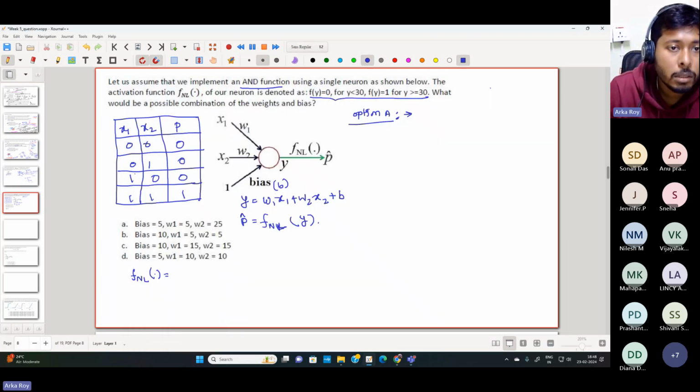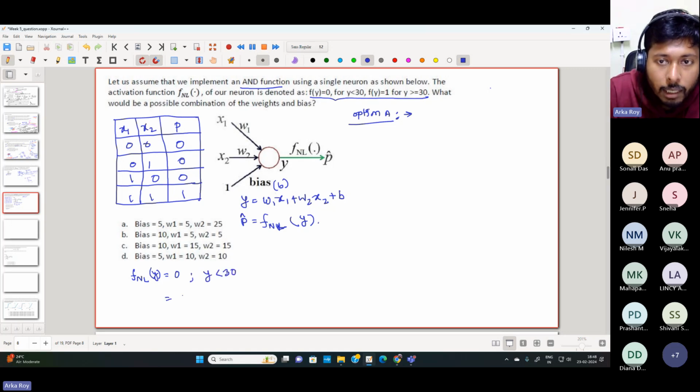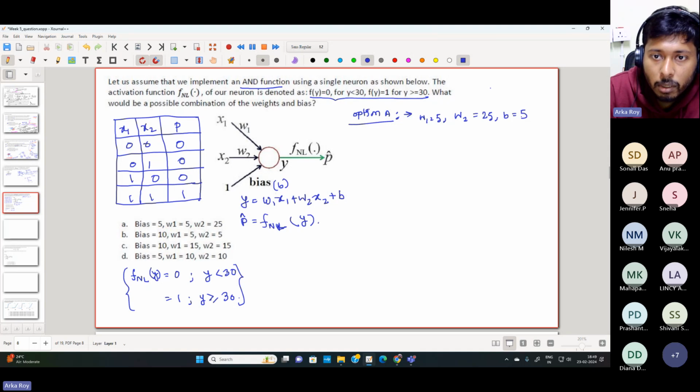Okay, so the definition of the nonlinear function is given as: f NL of y will be equal to 0 if y is less than 30, and it is 1 when y is greater than or equal to 30. So you need to follow this particular nonlinear operation. Now let us scan through option A, where they have given W1 equal to 5, W2 equal to 25, and bias value equal to 5.